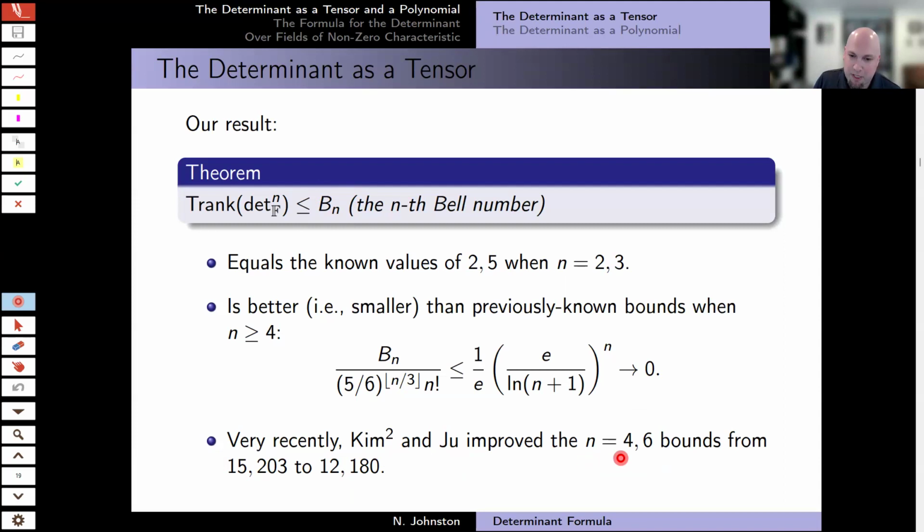Well, Kim and Ju showed that actually 12 terms suffice. You can write down a 12-term formula for the 4 by 4 determinant, and they get a similar improvement in the n equals 6 case. They improve our 203, the 6th Bell number, to 180. Their formula works for any value of n, but it's only better than ours in these 2 particular cases.